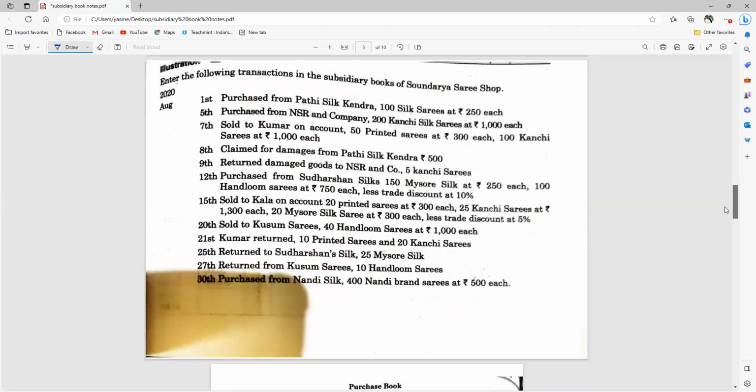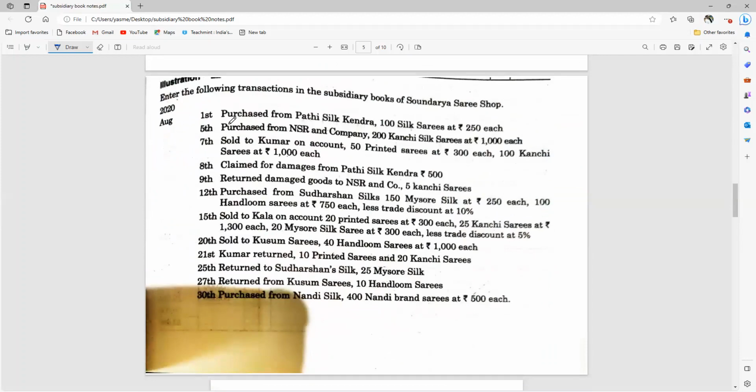Next, going to this transaction. See here, this question was given in the previous year question paper. Purchase from Pati Silk Kendra, 100 silk sarees at 250. This is purchase book. Purchase from NSR and Company, 200 Kanchi sarees at rupees 1000 each. Purchase book. Sold to Kumar on account.